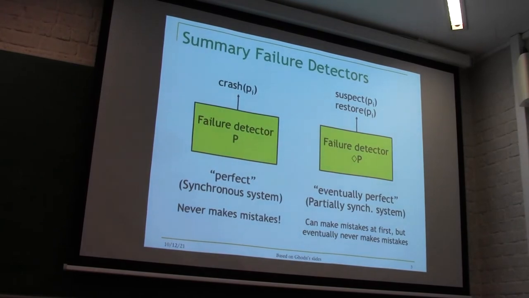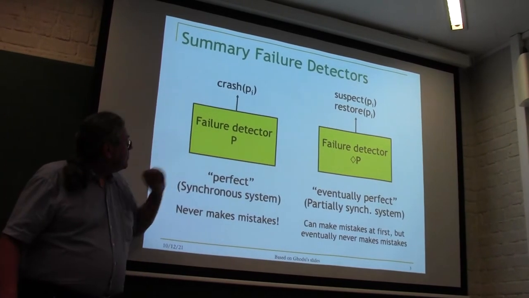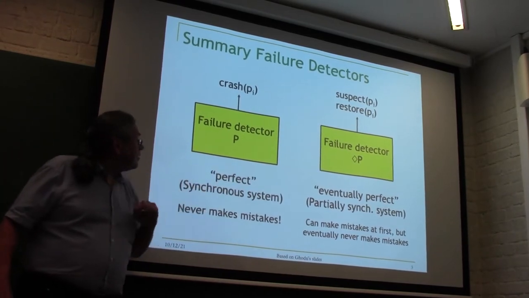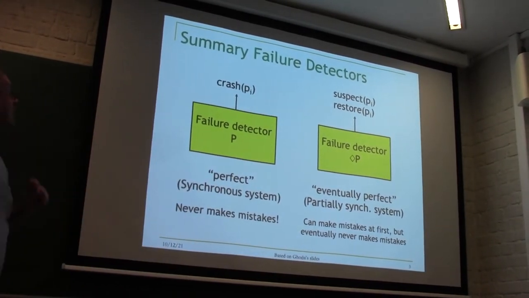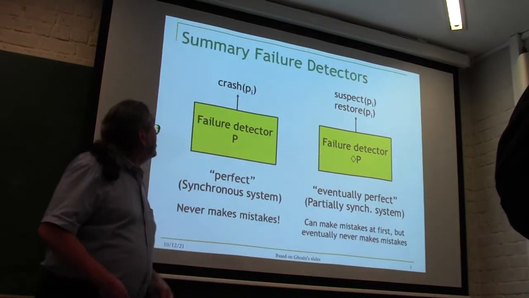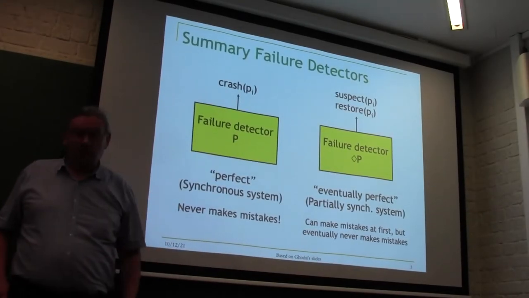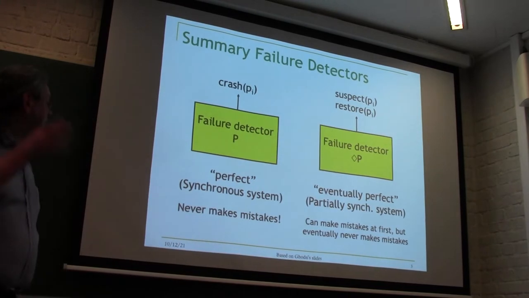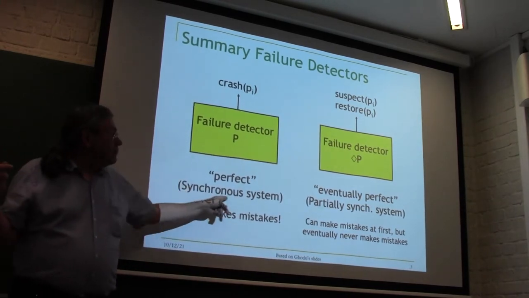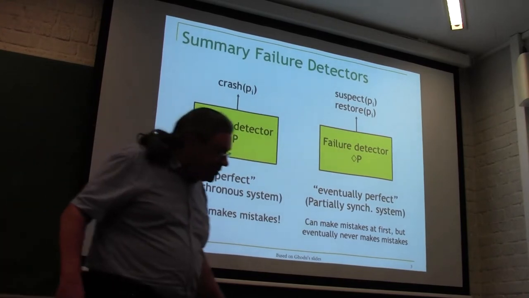Here is a slide that summarizes the whole thing. We have this yellow box here, which is failure detector P. This is called a perfect failure detector. And this one will give you messages. It's only indications coming out. And it's crash messages. P1 has crashed. It tells you node P1 has crashed. Failure detector P is the perfect failure detector, so P stands for perfect. It never makes mistakes. When it tells you a node crashed, you know it's guaranteed correct. And this is the failure detector you get when you have a synchronous system. Then you can implement P. Never makes mistakes. But that's not the one you get on the internet.